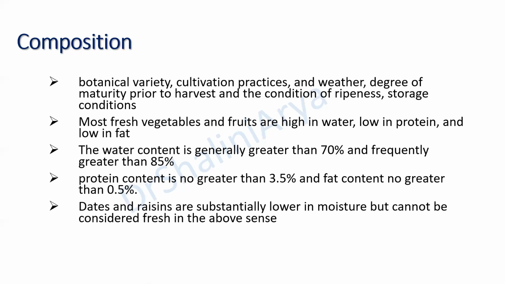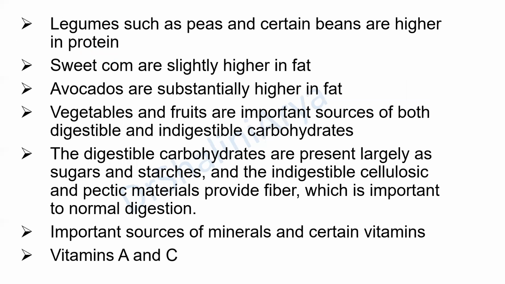However, dates and raisins are substantially lower in moisture but cannot be considered fresh in the above sense. We also consume a lot of legumes such as peas and certain beans that are higher in protein. There are certain exceptions. Sweet corn is slightly higher in fat content. Avocados are also one of the vegetables containing substantially higher fat content among all the vegetables.